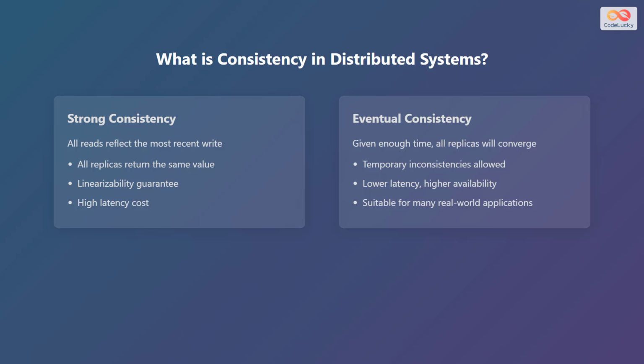On the other hand, eventual consistency allows temporary inconsistencies. Given enough time, all replicas will converge to the same state. This provides lower latency and higher availability, making it suitable for many real-world applications.